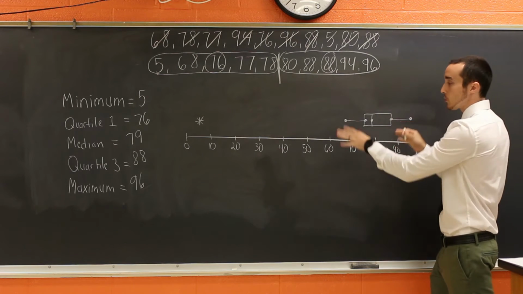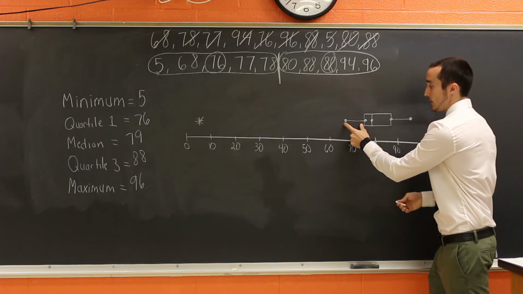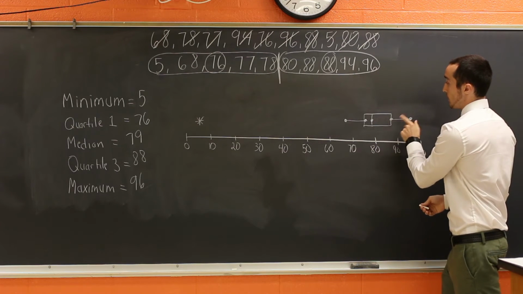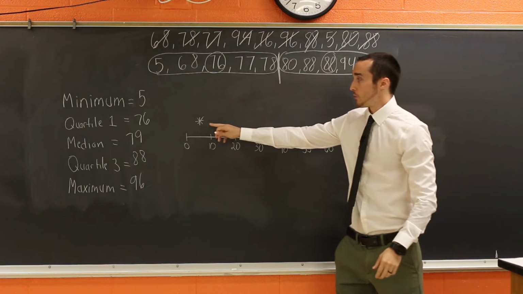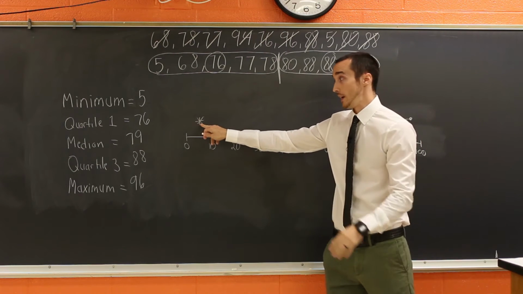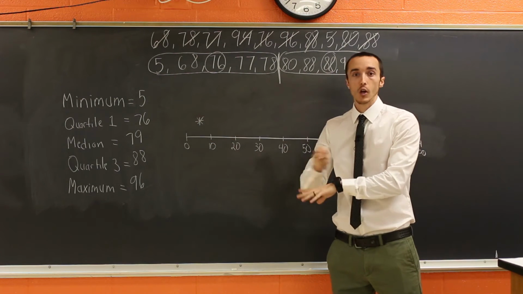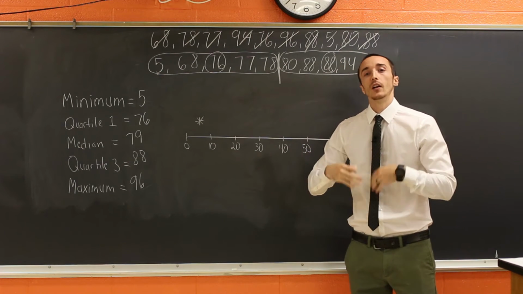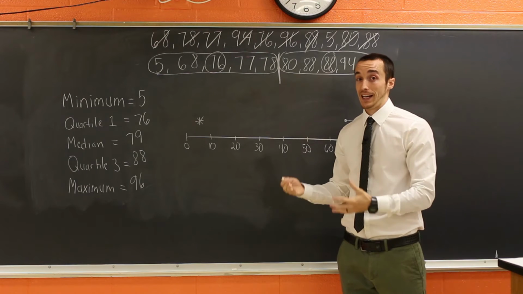And of course, this shows where 1/4 of the data is in this section, 1/4 of the data is in this section, 1/4 is here, and 1/4 is here. But what we've done is we've shown on our number line that there is information down there, but we're not letting it be part of our box and whisker because it's very different than the rest of our data set, and we call that an outlier.